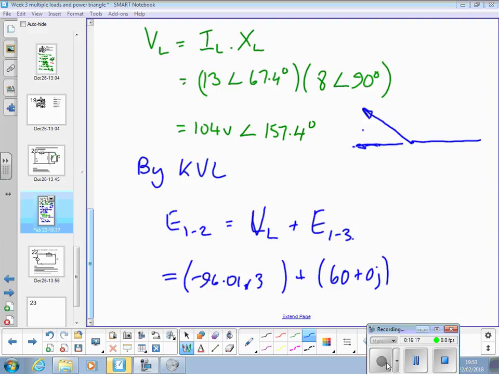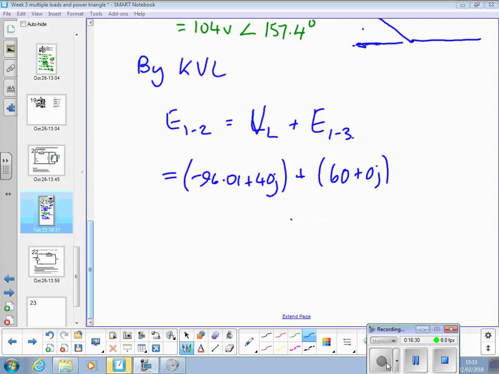Plus 39, so that's 40j really then, isn't it? So minus 96.01 plus 60 is minus 36.01 plus 40j volts. Now we can convert that back to polar, because then that'll be in a form that we understand.